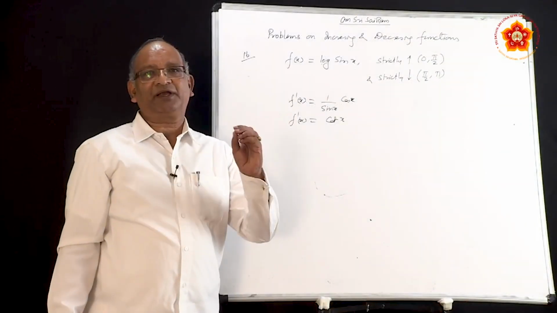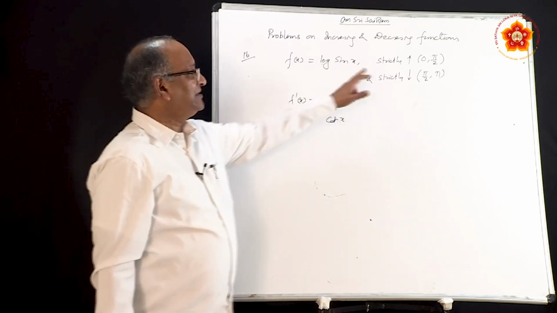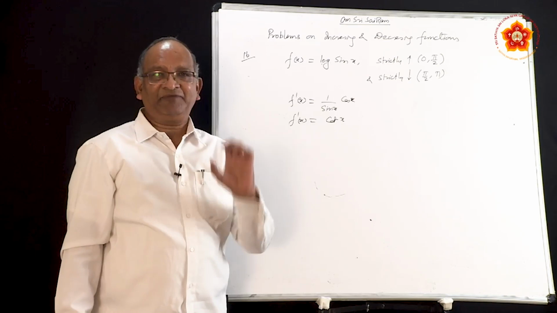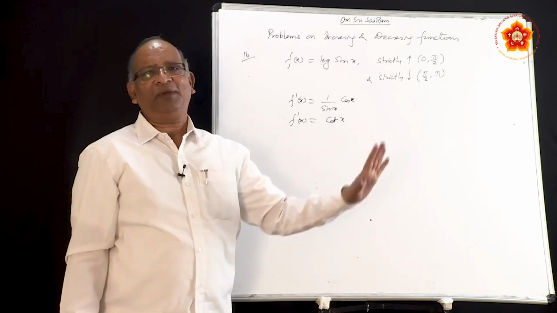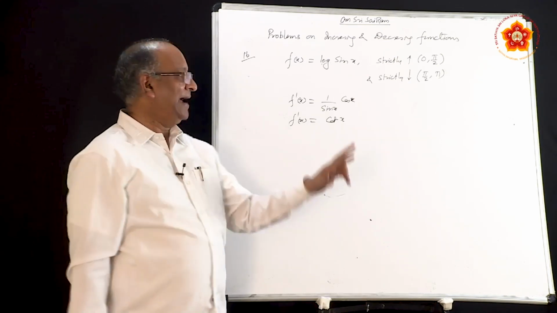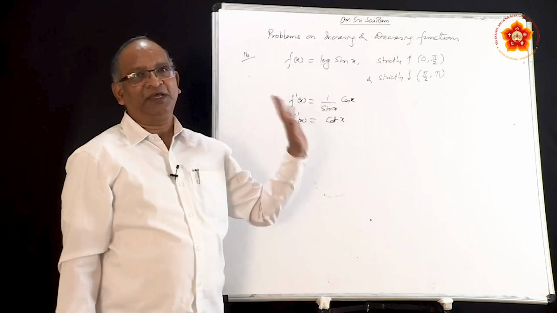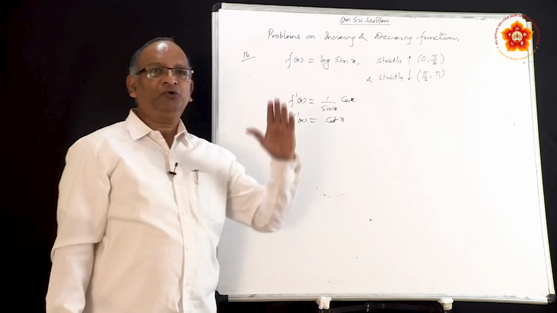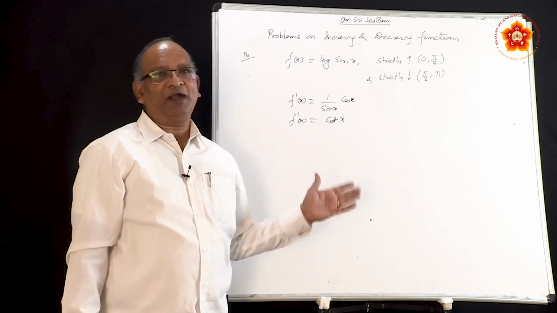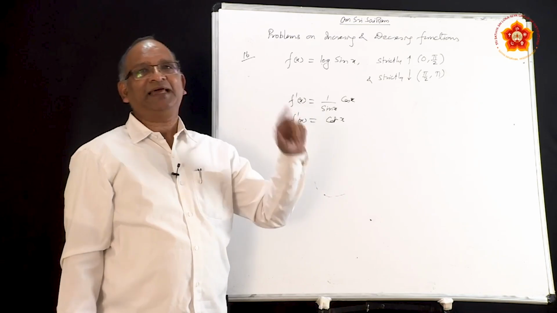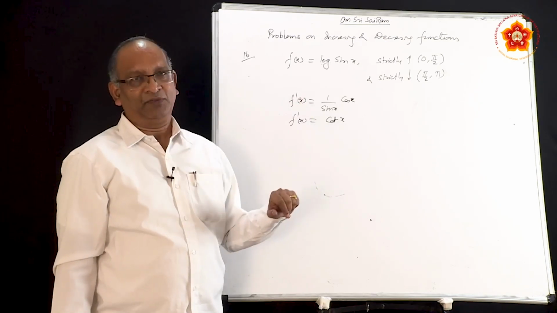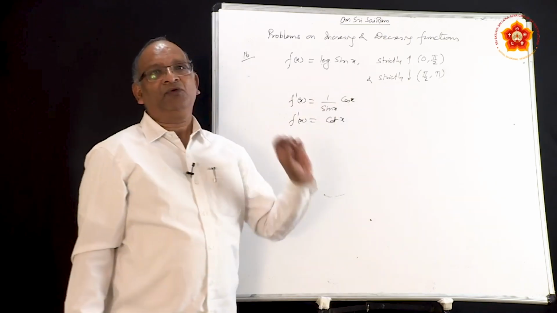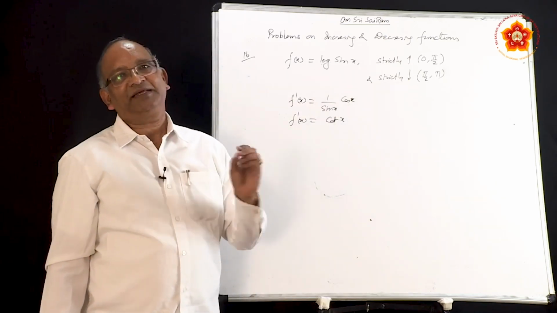Cot x is one of the trigonometric functions. When we say 0 to pi by 2, we are talking about first quadrant. And we know that in the first quadrant, all trigonometric functions are positive. As a result, f dash x is positive. If f dash x is positive, it is increasing. Pi by 2 to pi, in the second quadrant, we know that only sine is positive, so cot is negative. So, since cot x is negative from pi by 2 to pi, we conclude that the function is decreasing.